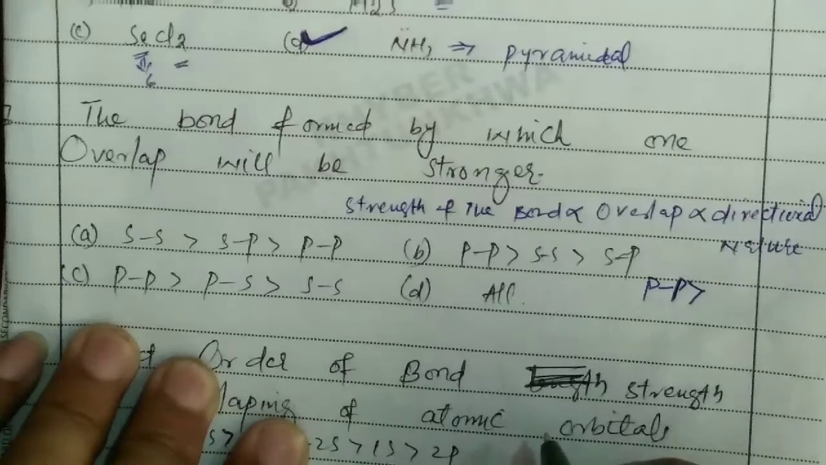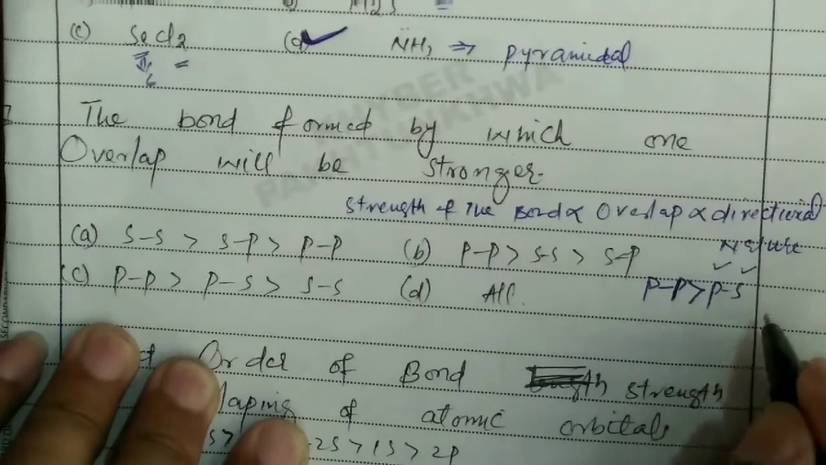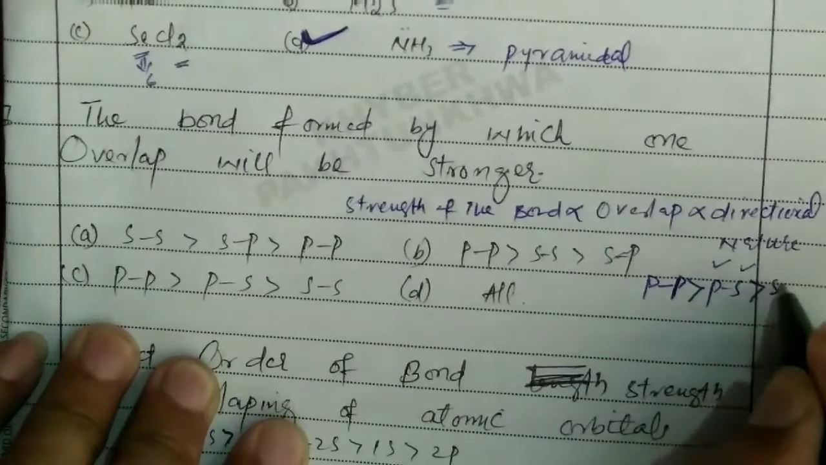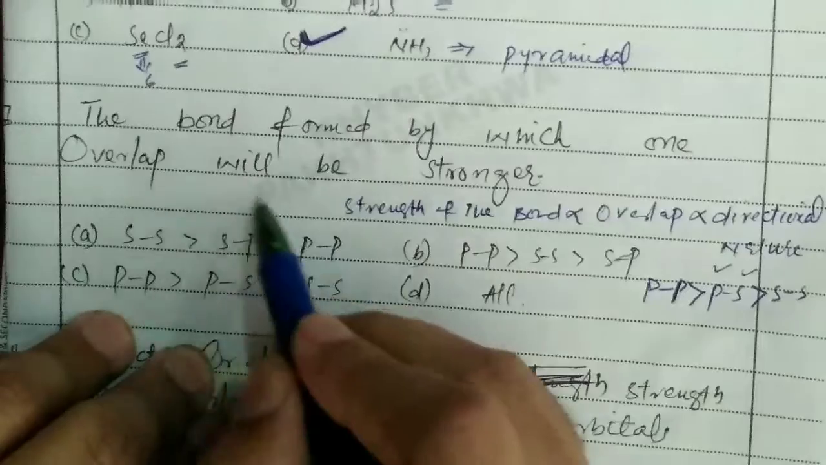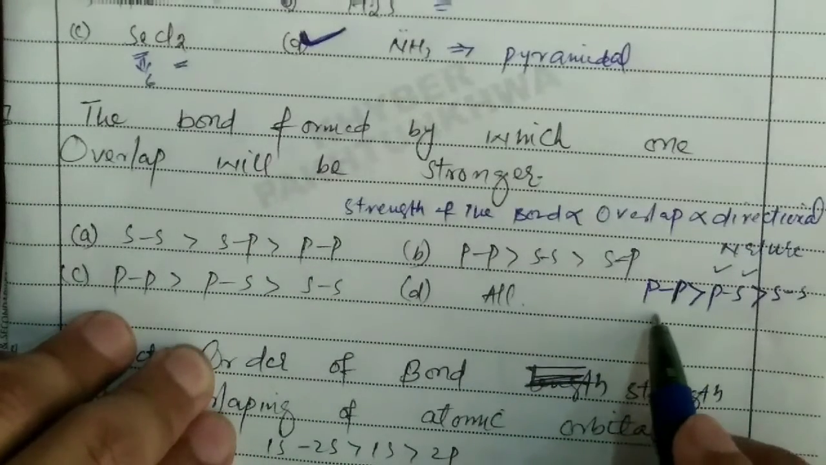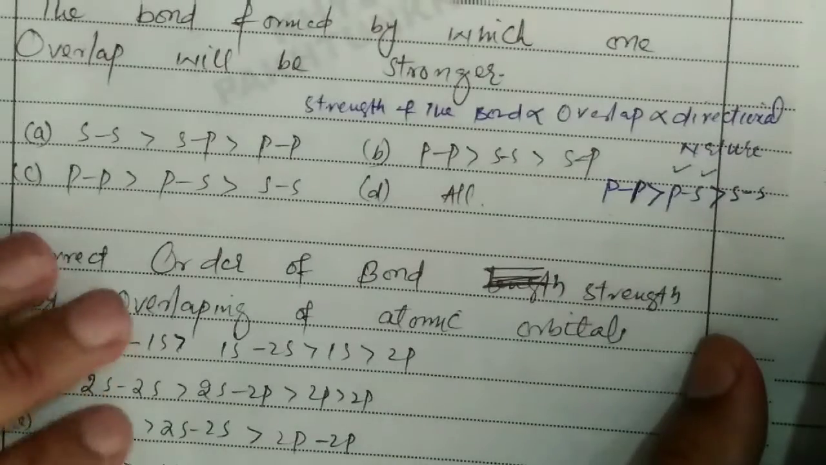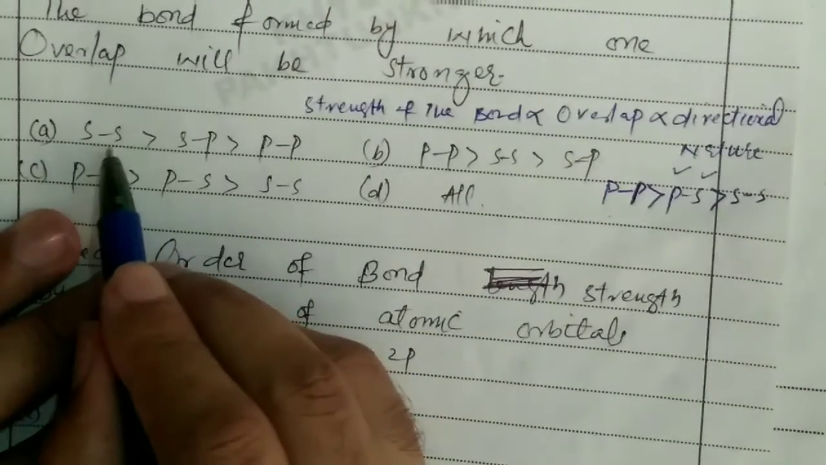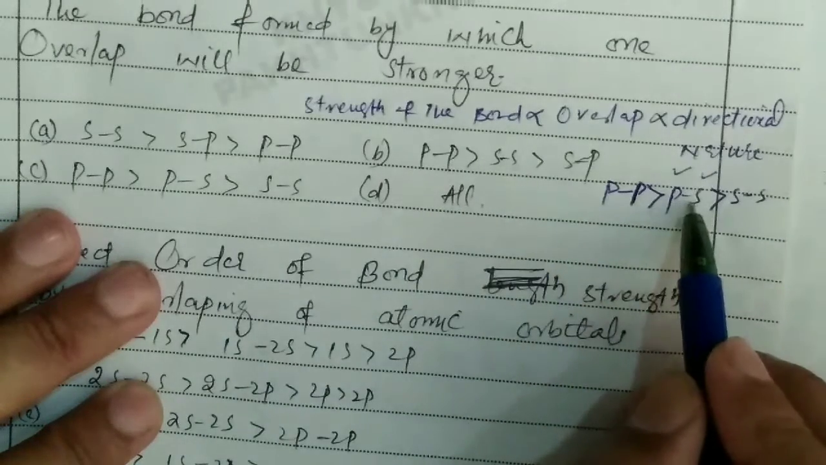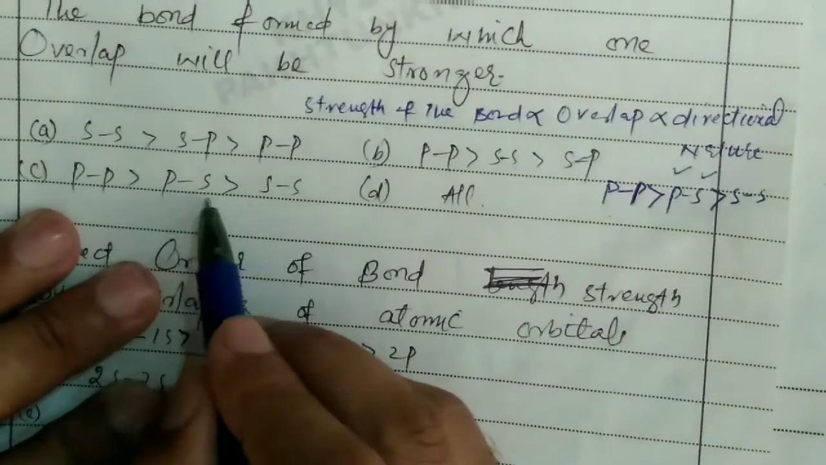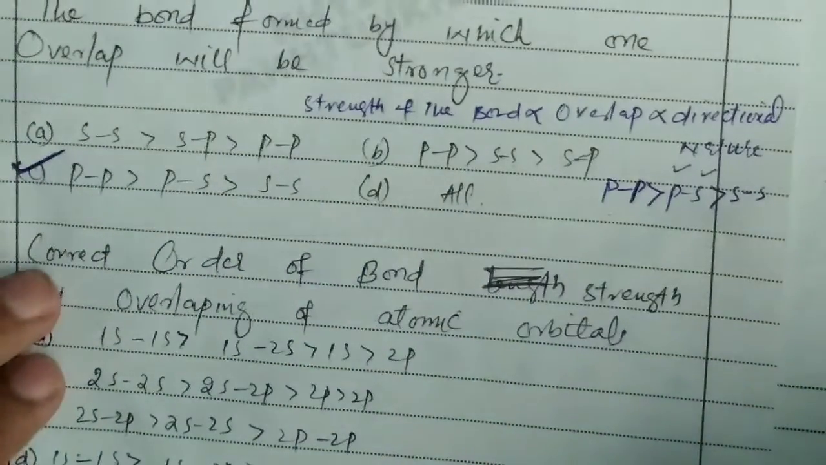This overlap is greater than ps orbital overlap, where one is directional and another is non-directional, which in turn is greater than ss overlap. The bond formed by which overlap will be a stronger one? By this one, pp overlap, the bond will be stronger. Then ps overlap, the bond will be stronger than ss overlap. Now ss is not greater, so this is not the option. pp is greater than ps, and ps is greater than ss. So C is the correct option.